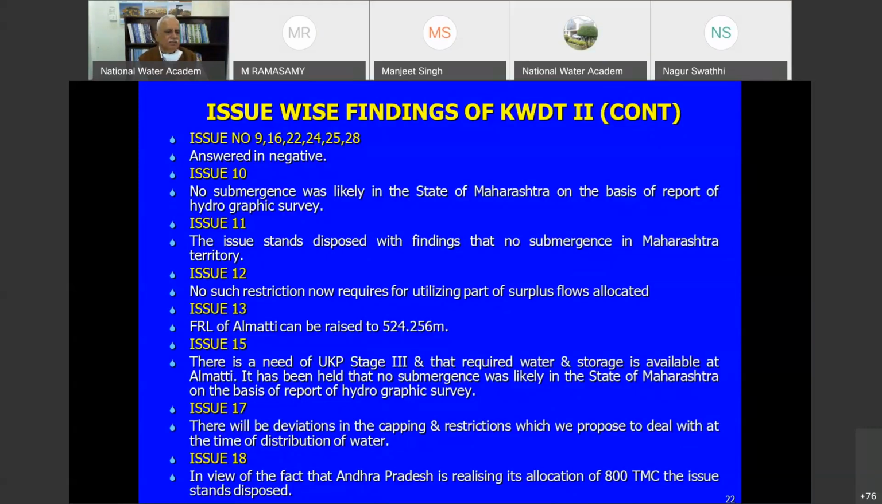Issue number 12, that no such restriction is now required for utilizing part of surplus flows allocated. Issue number 13, FRL of Almatti can be raised to 524.256 meter. Issue number 15, there is a need of UKP, that is Upper Krishna Project, stage 3, and that requires water and storage is available at Almatti. It has been held that no submergence was likely to be in the state of Maharashtra on the basis of the report of hydrographic survey carried out by an independent agency. Issue number 17, there will be deviations in the capping and restrictions which we propose to deal with at distribution of water. Issue number 18, in view of the fact that Andhra Pradesh is realizing its allocation of 800 TMC, the issue stands disposed.